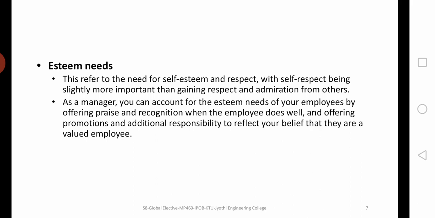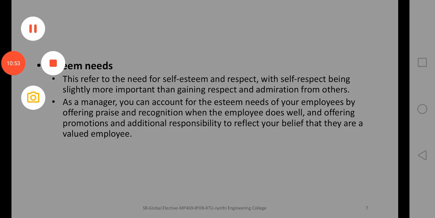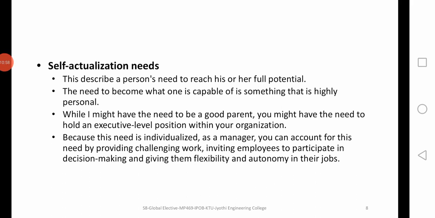And also, promotion should be given, offer promotions and additional responsibility. Additional responsibility doesn't mean you are pressurizing him or making him work like anything, but he should feel that the organization management is with him and they believe in him. He should have a feel like that. So esteem needs should be there. So these are the needs which a human likes to have in his life.